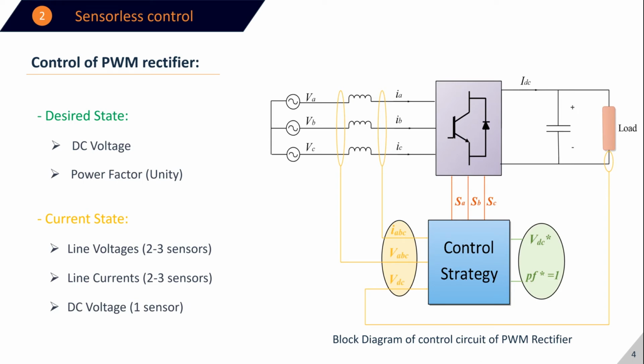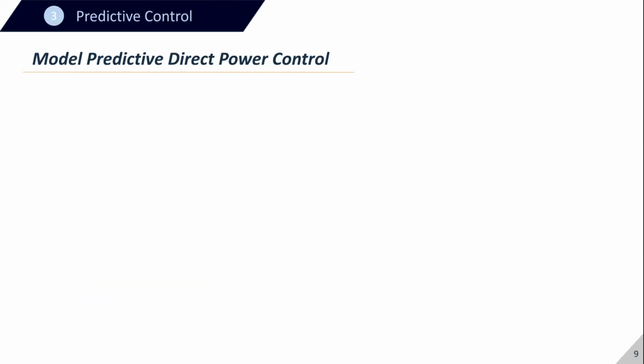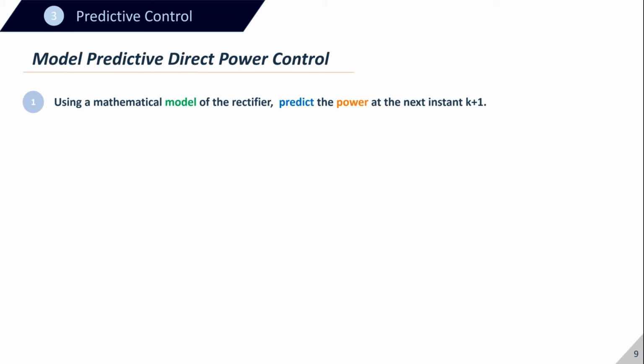Finally, we can remove the line voltage sensors and replace them with a line voltage estimator, which then brings us to the control strategy, or in other words, how are we going to determine the best switching state to execute. For this, we have used Model Predictive Direct Power Control. In this, we use mathematical modeling of the rectifier in order to predict the powers at the next sampling instant. We do this for all possible switching states. It is called Finite Control Set because there only exist 8 possible switching patterns.